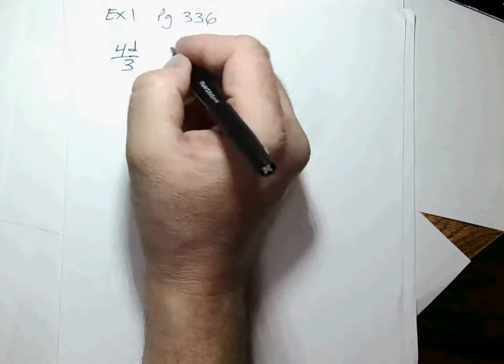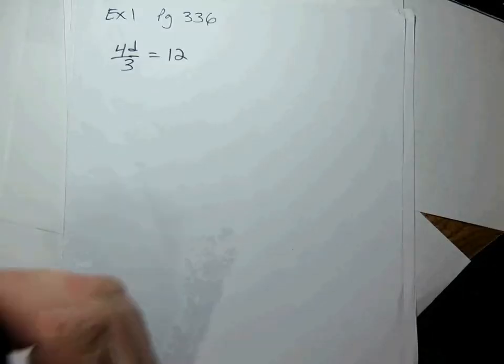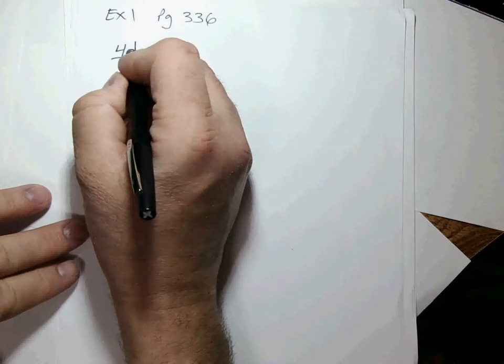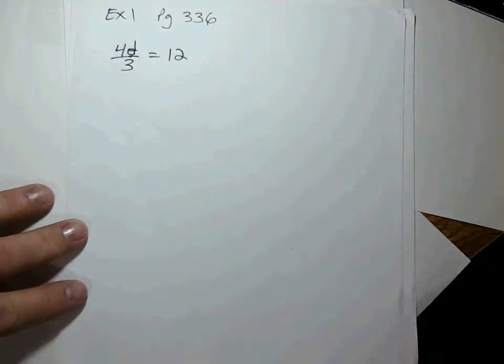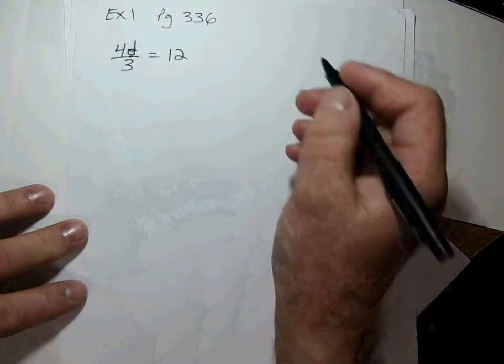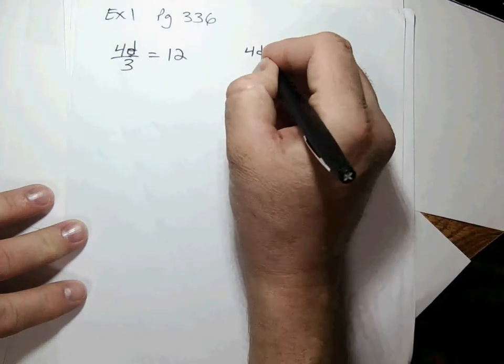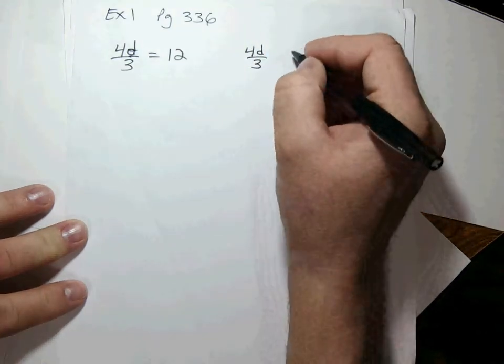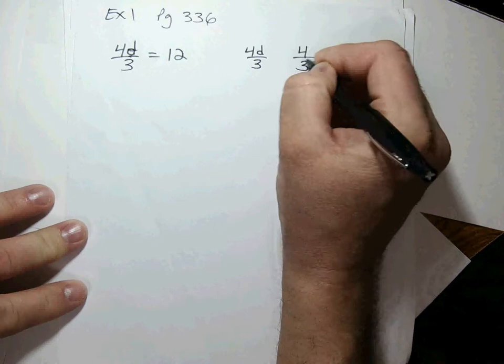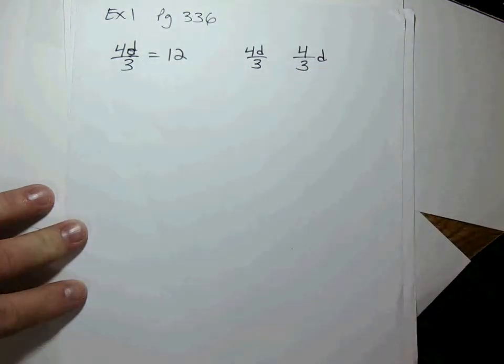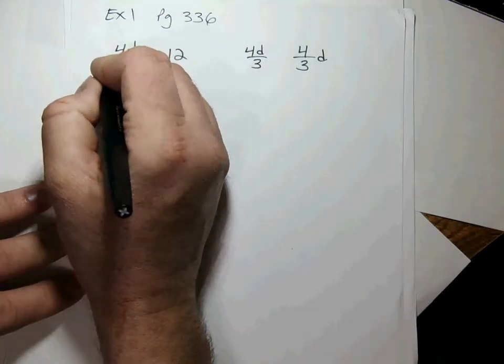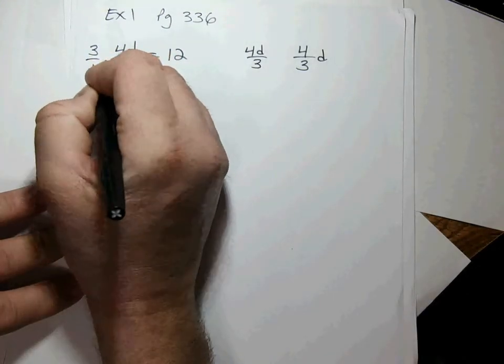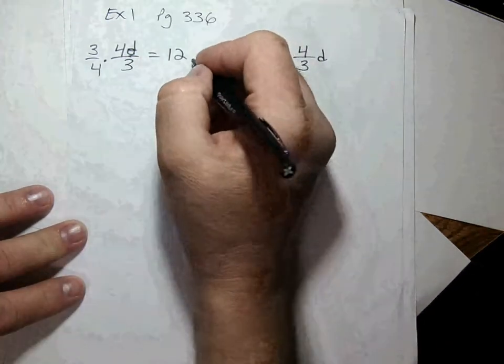4d over 3 equals 12, okay? Now, that's a d there. Recall when we have a fraction, okay? 4d over 3 and 4/3 d are both the same. Two different ways to write the same thing. Okay, and what did we do? Let's solve it the way we know. We're going to multiply by the reciprocal on both sides.